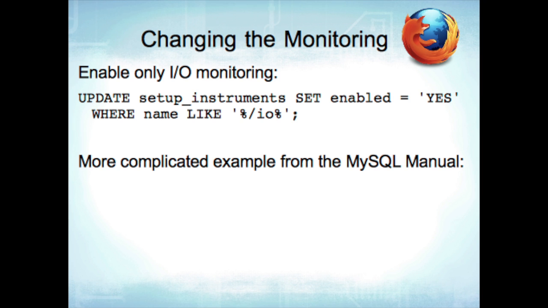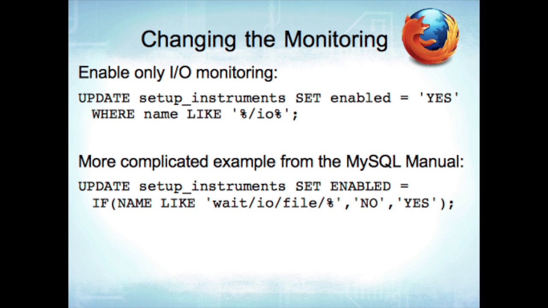Well, the manual has a good example, which I like because it's just SQL. We know SQL, we can query. So this is how we would do it, with an if statement. So if the name is like wait/io/file, then enabled is no. Otherwise, enabled is yes, and I should switch those. But this is turning wait/io/file off and everything else on.